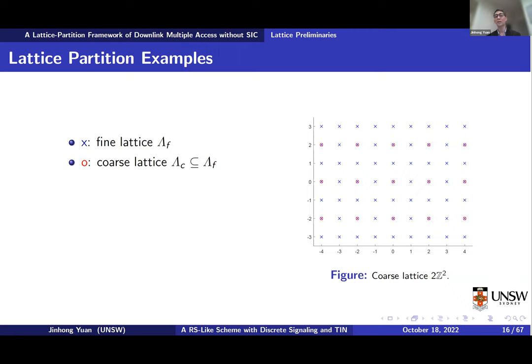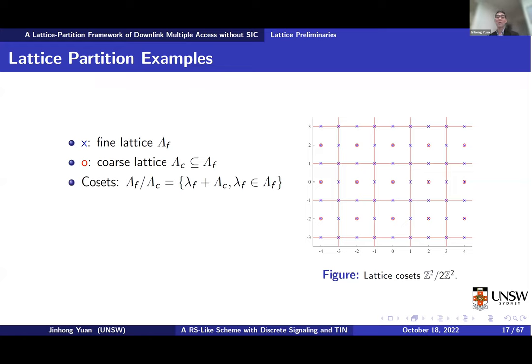Rather than any integer, we assume x plus jy where x and y must be even numbers, like 0 plus 0, or 0 plus j2, 0 plus j4, or 2 plus 2j2. So you see, this is 2Z2, our even integer lattice. It is more coarse, more sparse than our fine lattice lambda f. With that, you can do this partition. Your fine lattice lambda f modulo coarse lattice lambda c gives you this lattice partition, just similar to what we do in integer partition. And with this partition, you have four coset.